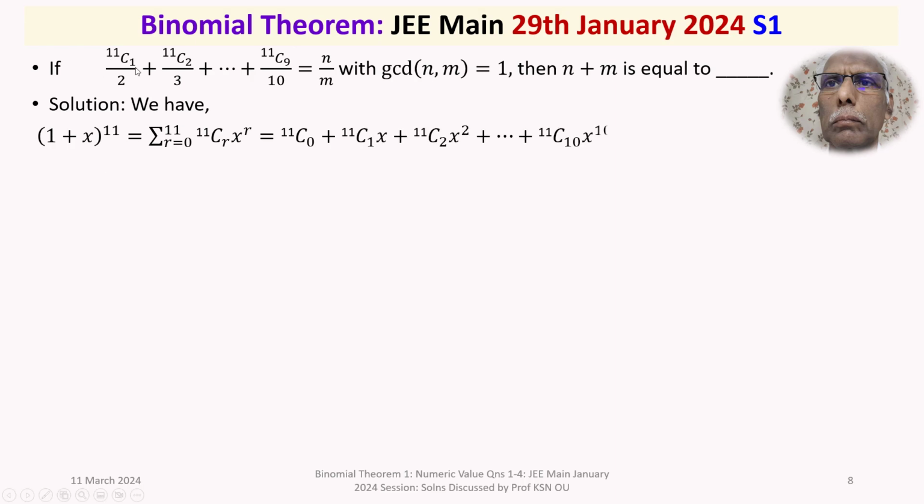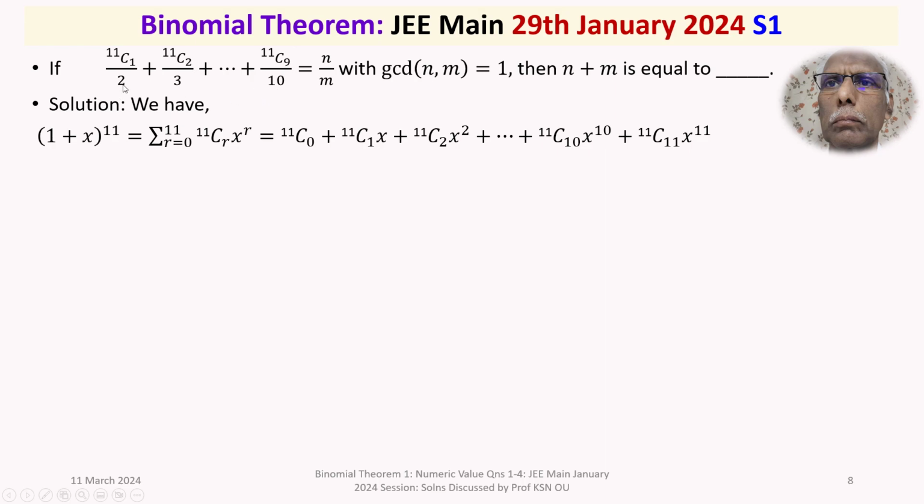Now 11C1, 11C2, 11C9 etc. are appearing. So we will take the expansion of (1 plus x) to the power of 11. Use the binomial theorem. You will have the expansion sigma r equal to 0 to 11 of 11Cr multiplied by x to the power of r. Agreed. Expand it: 11C0 plus 11C1 x plus 11C2 x square plus etc. plus 11C10 x to the power of 10 plus 11C11 x to the power of 11. Look at the question: 11C1 by 2, 11C2 by 3, 11C9 by 10.